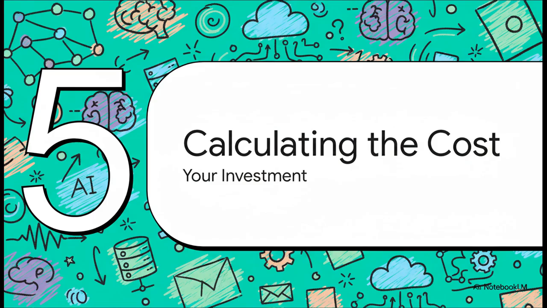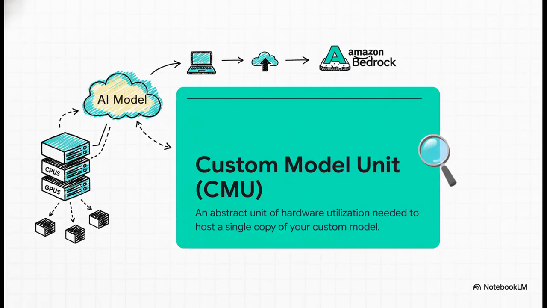Okay. Last but not least, let's talk money. How does the pricing actually work when you're running your own custom model in Bedrock? The core idea you need to get is something called a custom model unit, or CMU. Just think of it as a standard block of hardware power. When you import your model, Bedrock figures out exactly how many of these CMU blocks are needed to host one single copy of your model.